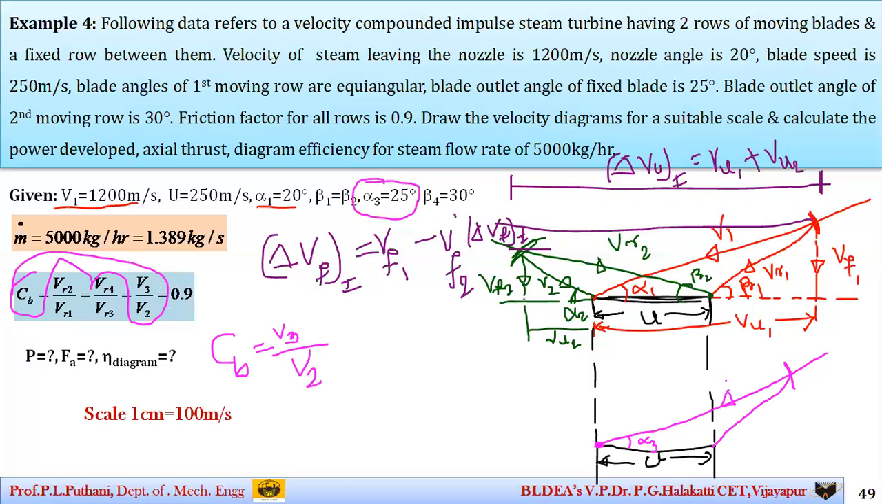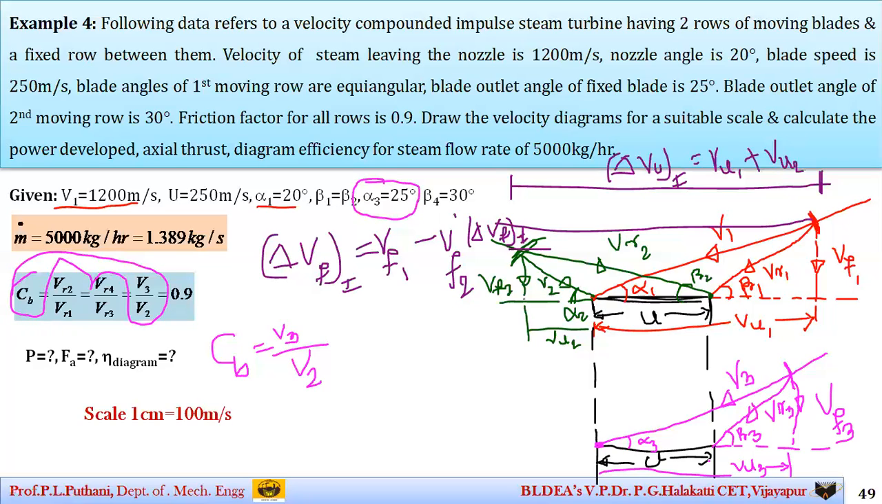This is V3, alpha 3. Similarly, this is VR3. Measure the angle, students, by drawing these extension lines on both sides. This becomes beta 3. And this vertical height is VF3, with this value of VU3. I hope the first half of the second stage is completed. Measure the values of VF3, and measure the values of VU3 also.